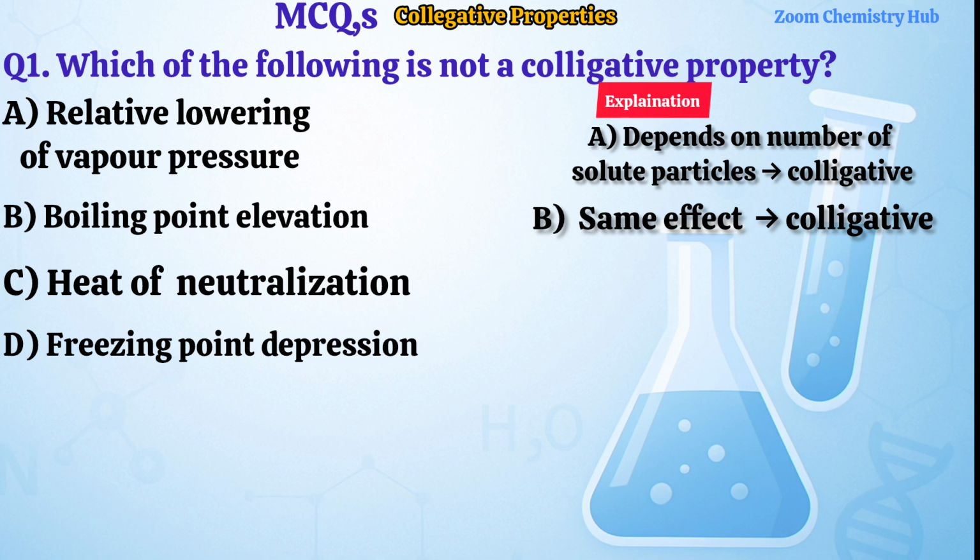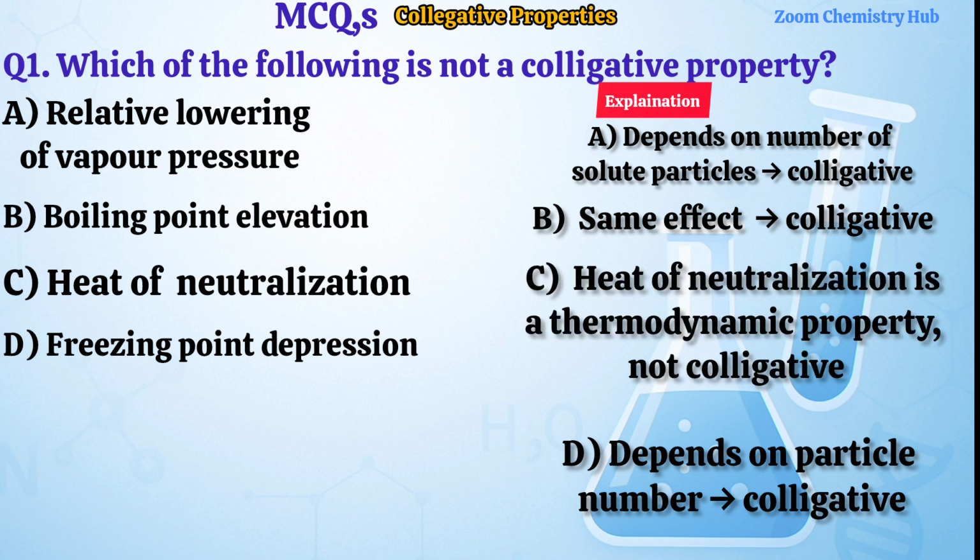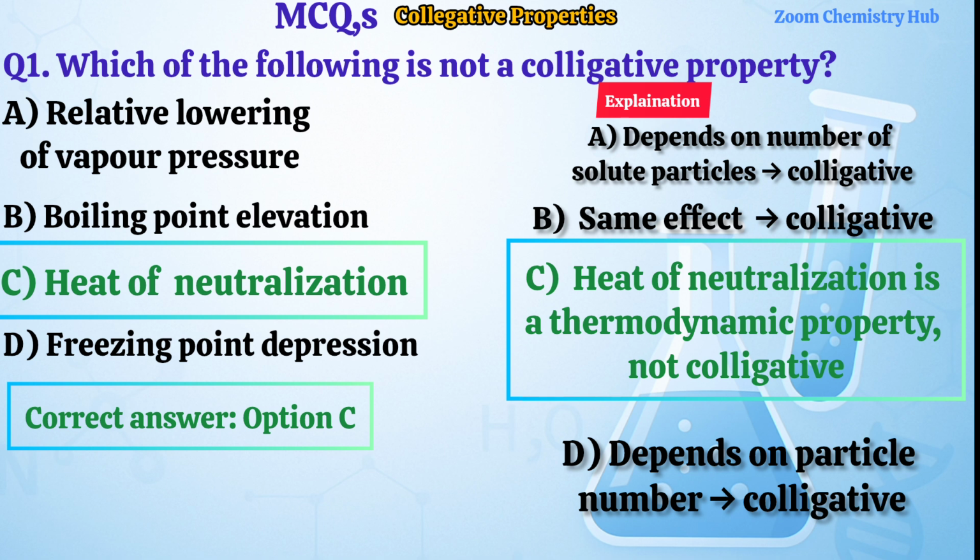Similarly, we will take option D, freezing point depression. The freezing point also depends on the number of particles, not the nature of the solute. So it is also a colligative property. And here option C is correct, which is not a colligative property, that is the heat of neutralization. We know that heat of neutralization is a thermodynamic property, so it is not a colligative property. So here option C is correct according to the question.